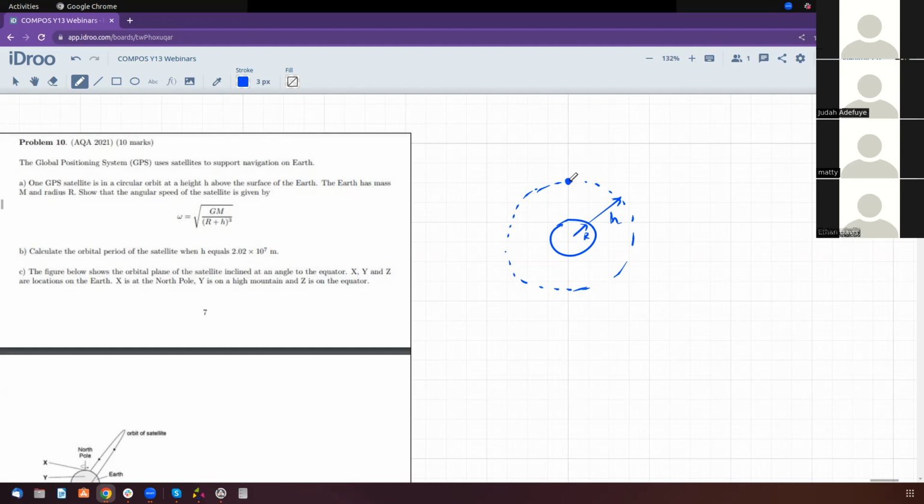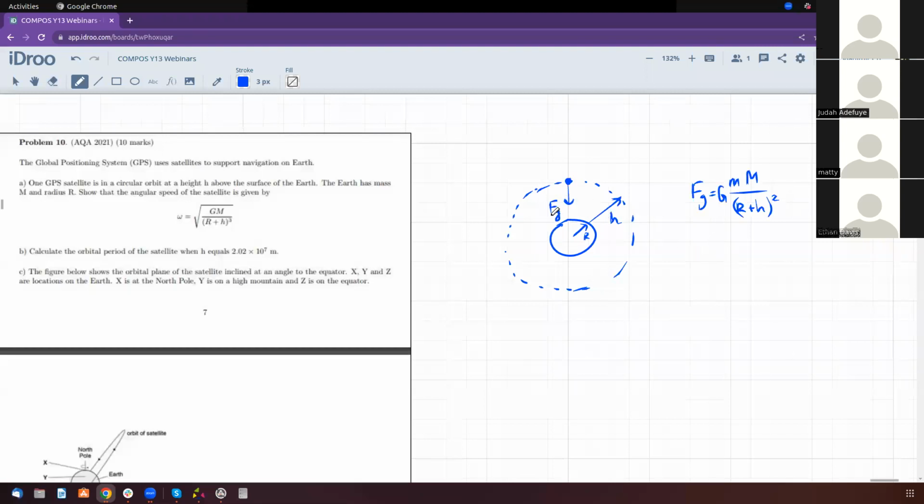So it's traveling at, well, we know that there's only one force, which is mg. Oh no, sorry. It's the gravitational force. And the gravitational force is equal to mass of the satellite, mass of the planet, gravitational constant, divided by (r plus h) squared.